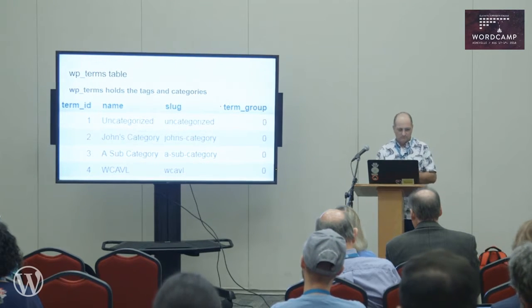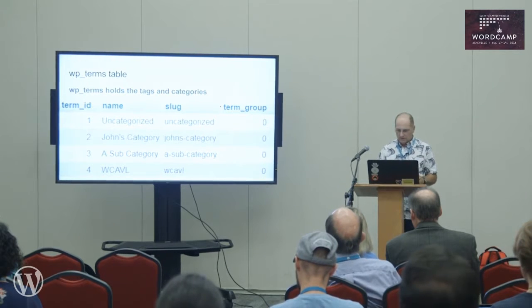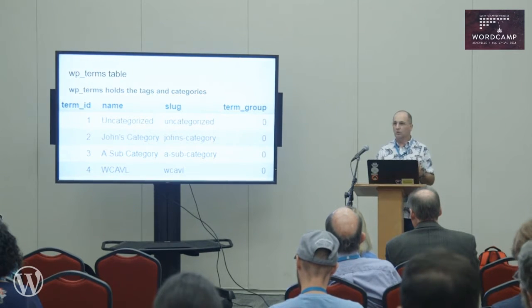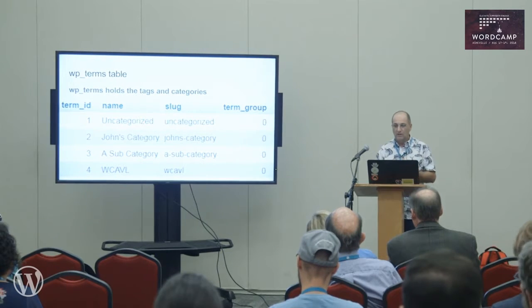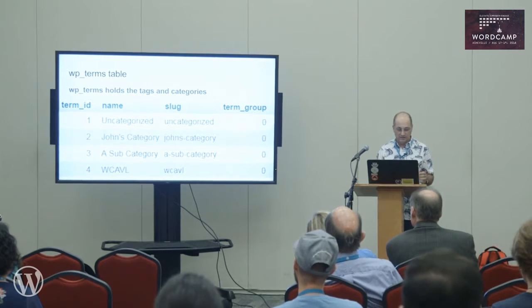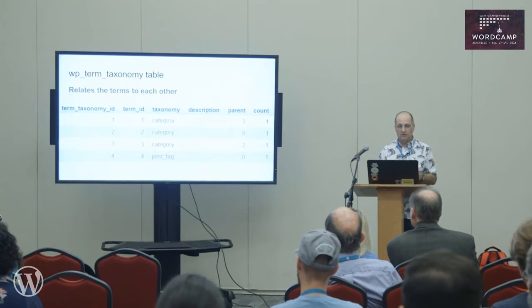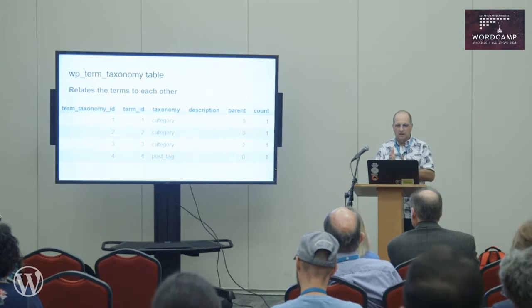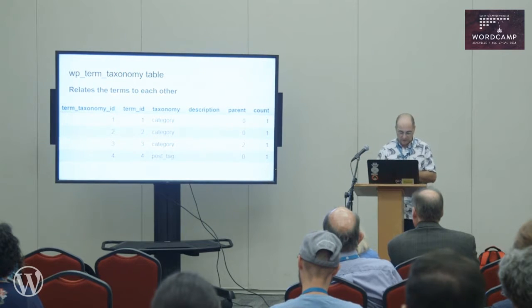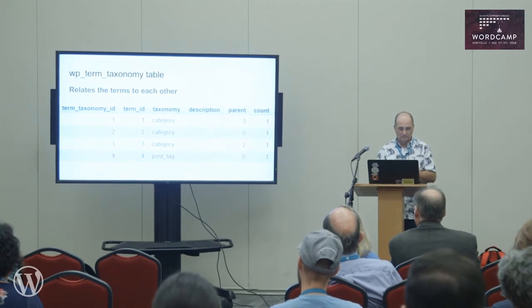The terms table. This has all your categories and tags in this terms table, and what the slug is, what the ID is. And then you've got a term taxonomy table, which says, okay, this is the term ID. Is it a category? Is it a tag? Does it have a parent? So that's stored in the term taxonomy table.